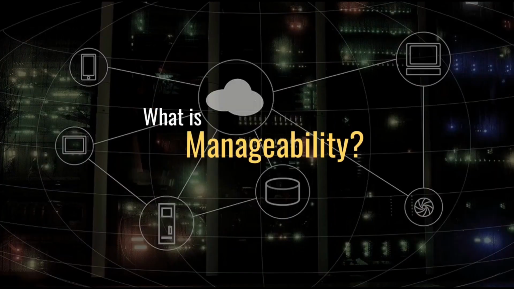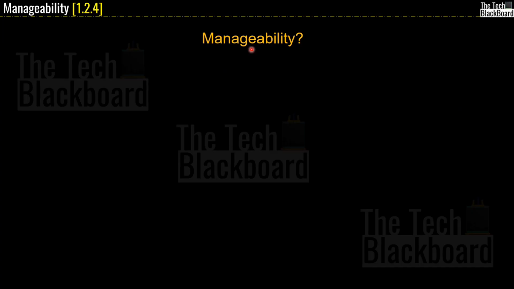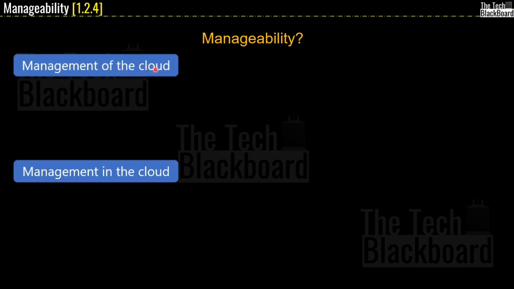Now let's come back to understand manageability. The first one is management of the cloud, and the second one is management in the cloud. At first glance, you might think they look exactly the same. However, there is a very small difference. The first talks about management of the cloud, while the second talks about management in the cloud. So there is certainly a difference. What exactly is it? Let's check it out.